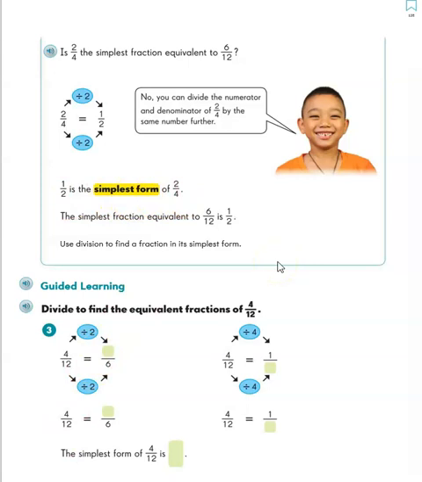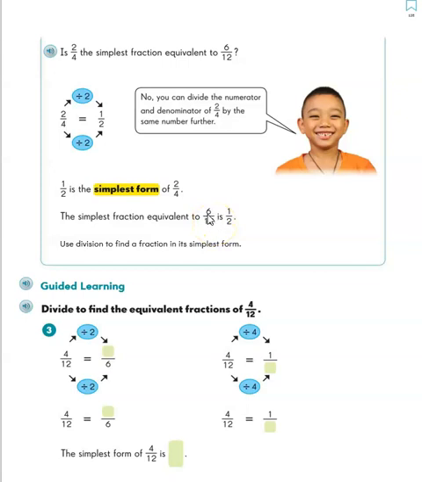Okay, so the easiest way to find the simplest form of a fraction is to find the biggest number that can divide into both the numerator and the denominator equally.